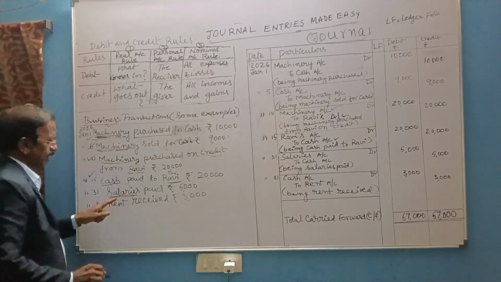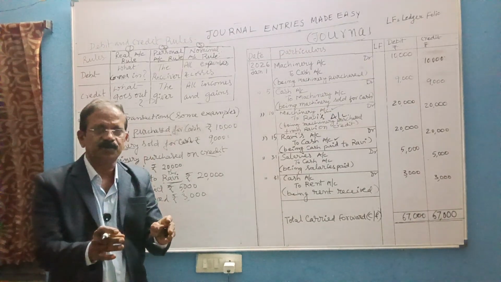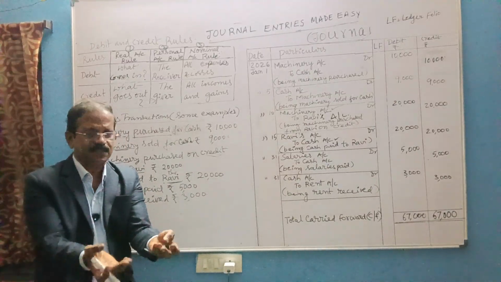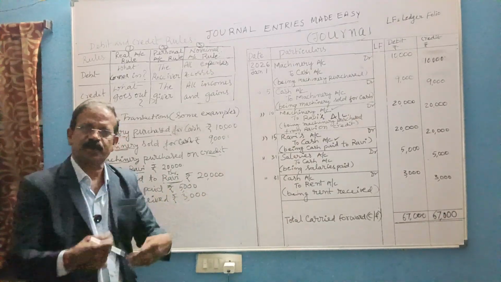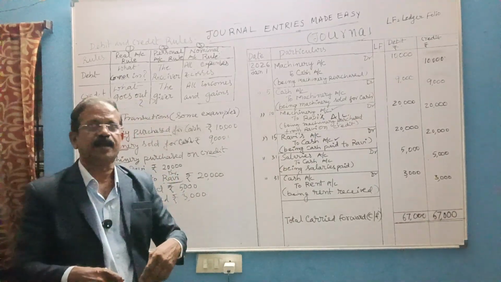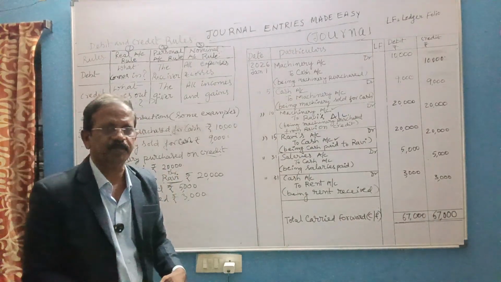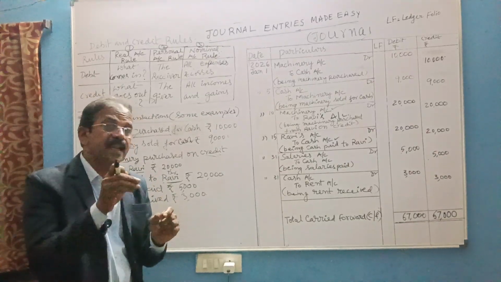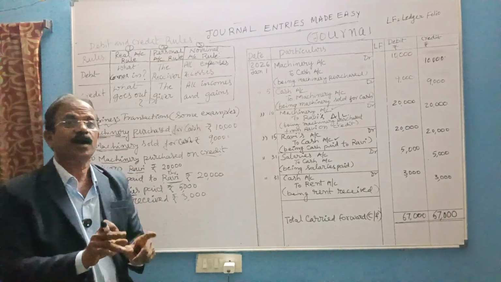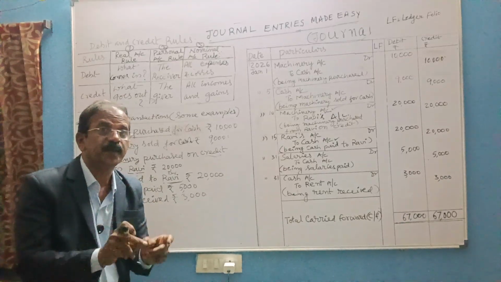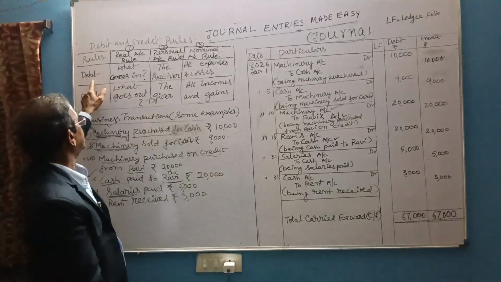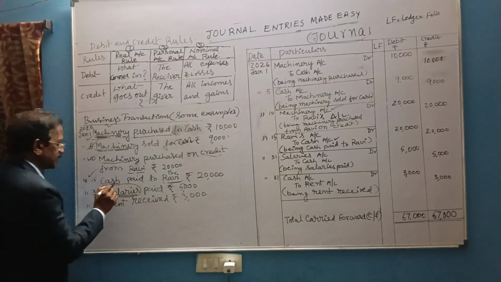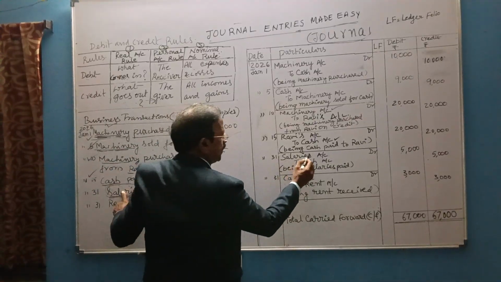Then salaries. This is an expense. Expense means we spend some amount, it won't come back. When you pay salaries, it won't come back. When you pay rent, it won't come back. When you pay interest, it won't come back. When you pay electricity bill, it won't come back. All these amounts are called expenses. Whenever you see any expense in the transaction, that expense name should be debited. As per this rule, debit all expenses. Salary is the expense. That's why salary account is debited.